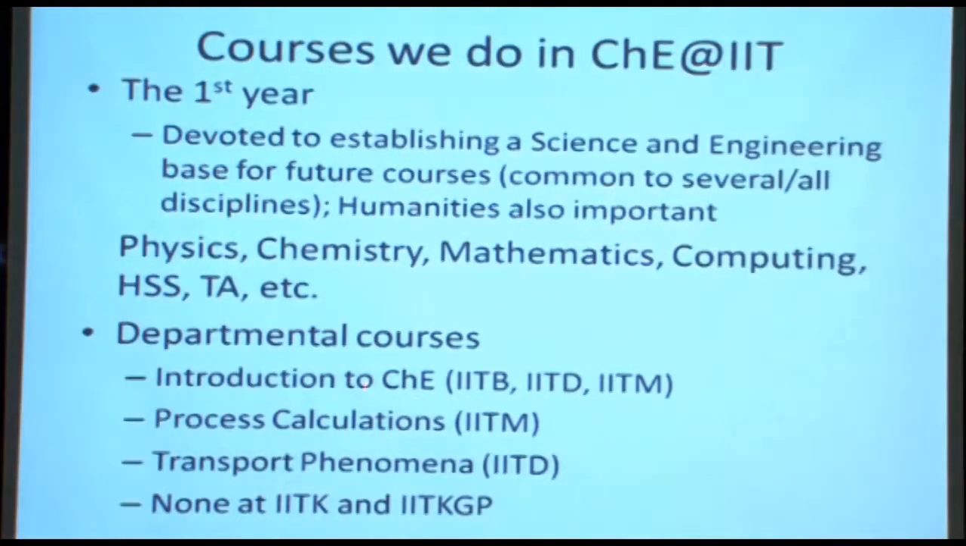Then you can see a few of the IITs in the first year itself have got some courses in chemical engineering. So the core courses is really not that significant in terms of the chemical engineering curriculum. You can see that there is an introduction to chemical engineering which happens in three of the IITs. You can see process calculations, a course which is known to all of us chemical engineers, happening in IIT Madras. Then you have transport phenomena, which is initiated in the first year itself at IIT Delhi. But you can see in two places, IIT Kanpur and IIT Kharagpur, they do not have any course in chemical engineering in the first year.